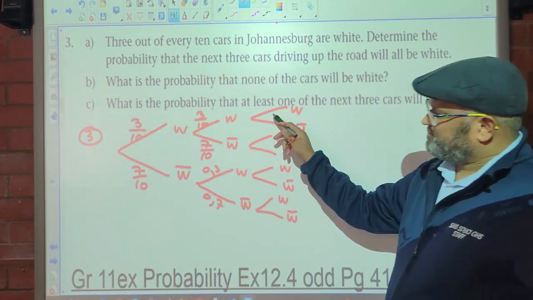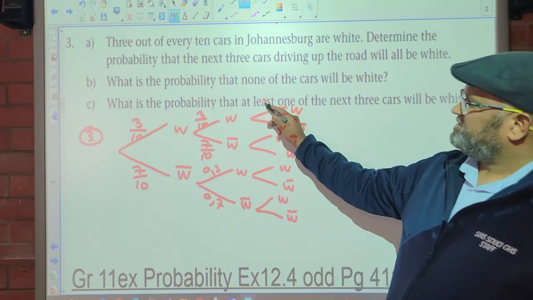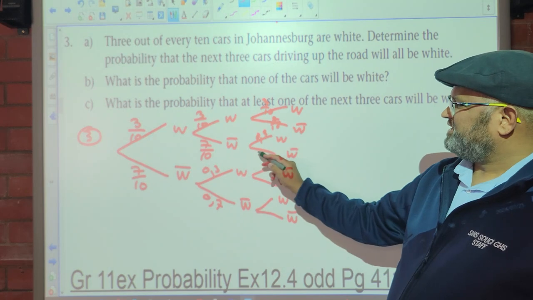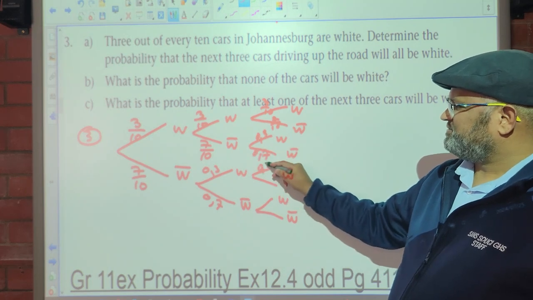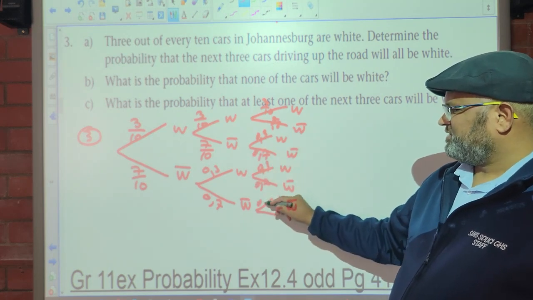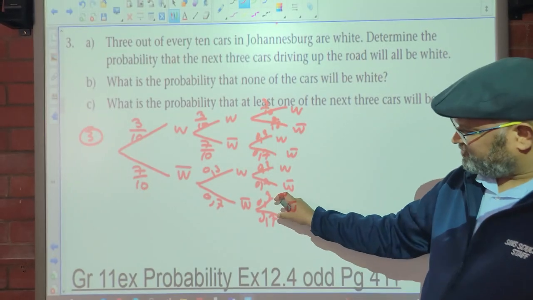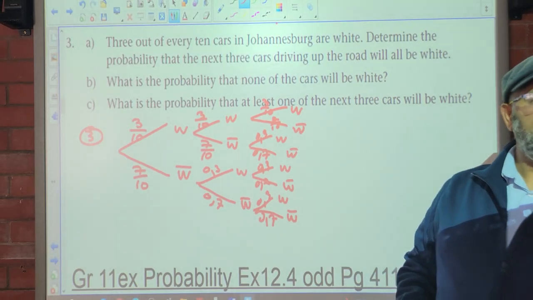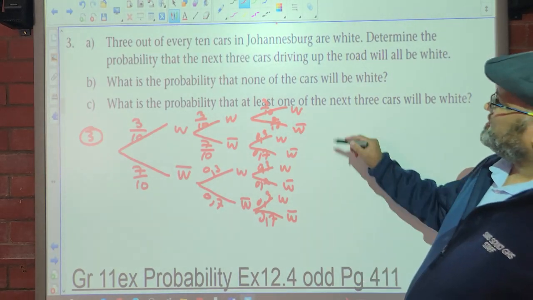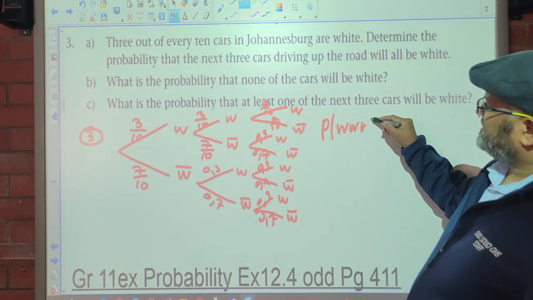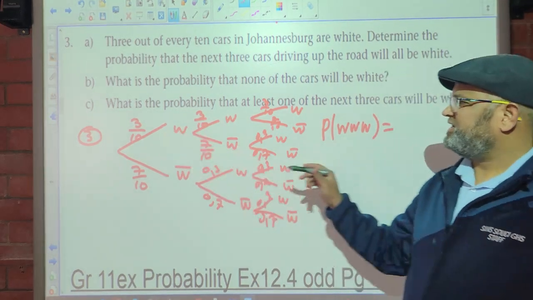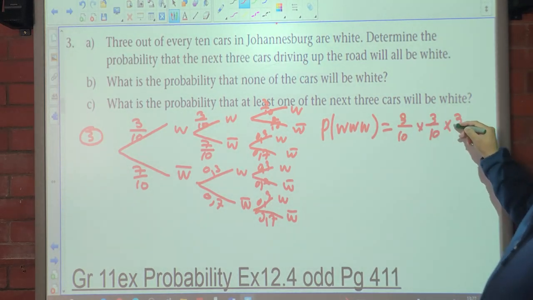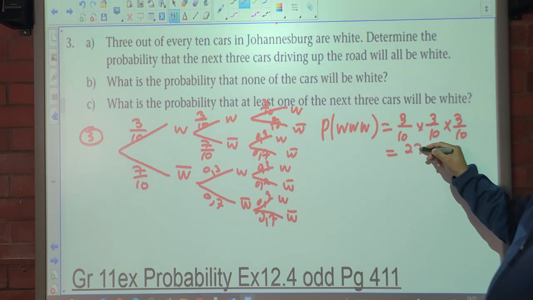So what would the probability on this branch be? 3 out of 10 and 7 out of 10, 0,3, 0,7, 0,3, 0,7. Remember, if you add this up, it must always give you 1. Okay. So what is the probability that all 3 cars are going to be white? It's going to be 3 out of 10 times 3 out of 10 times 3 out of 10, which is 27 over 1000.